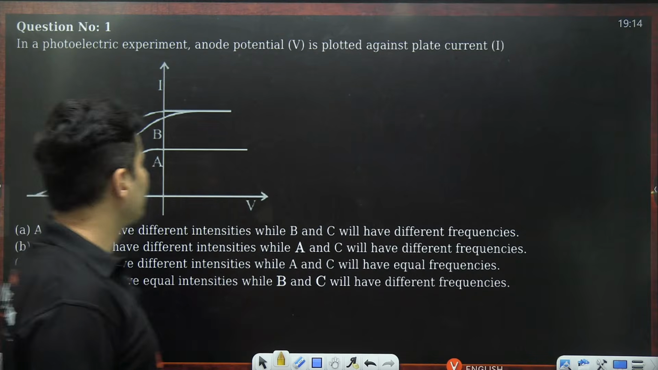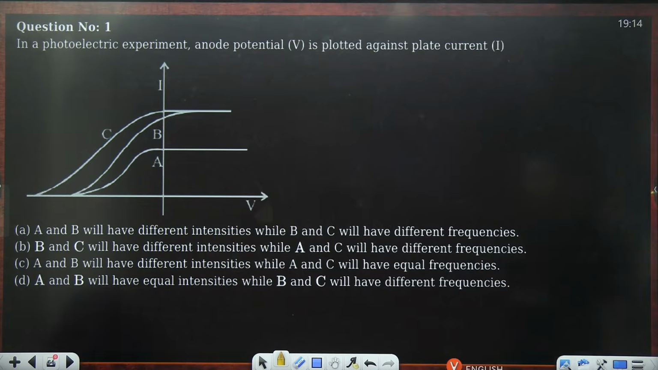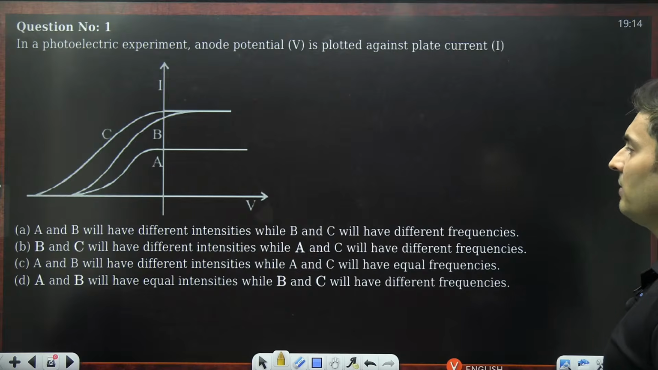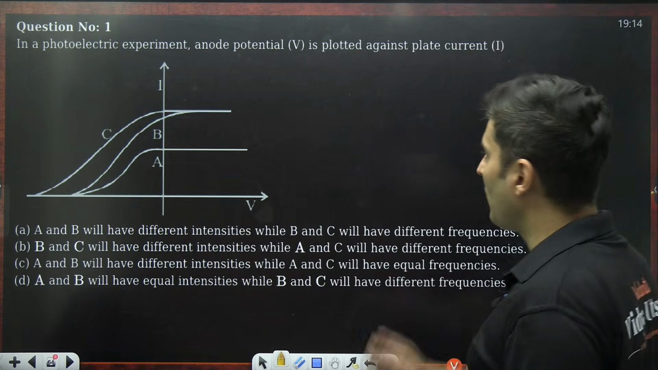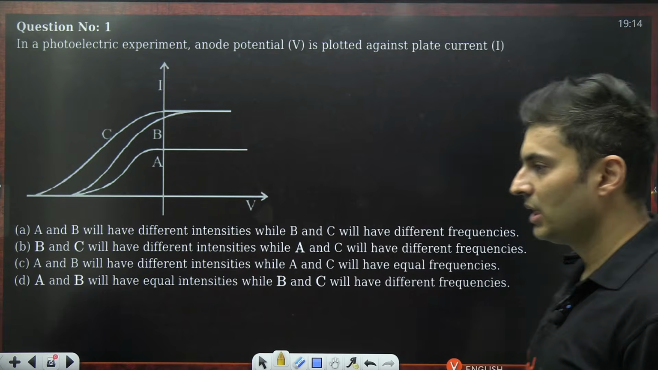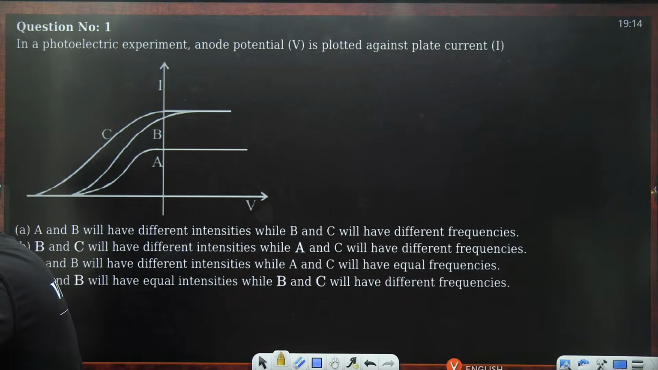In a photoelectric experiment, the voltage versus current graph is plotted. Then A and B will have different intensity, B and C will have different intensity, A and B will have equal intensity, or B and C will have different. Okay, come on, figure this out. In a photoelectric experiment, what can you comment in this particular scenario? Just look at the graph and answer.